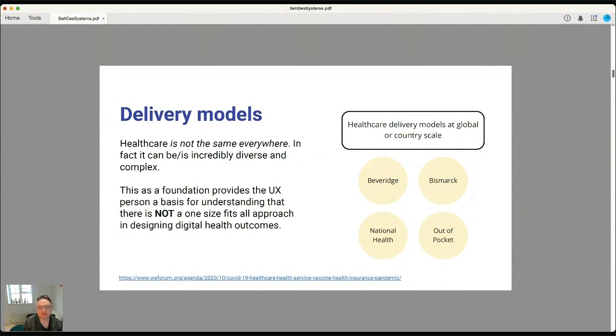So, for example, you think of the healthcare delivery models at a global or country scale. If you want to do some reading, some really interesting stuff, important to us, the Beveridge model, then you've got the out-of-pocket model, national health, Bismarck, etc. This talk's not about that, but it's just to set the scene that healthcare is delivered differently in different places.